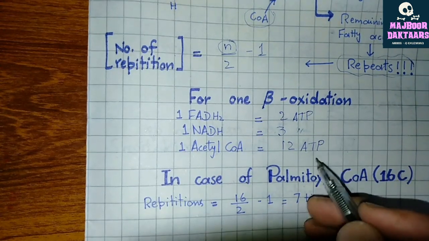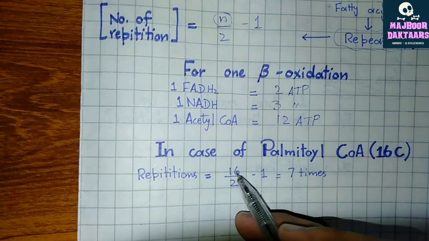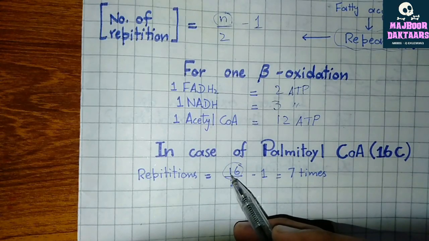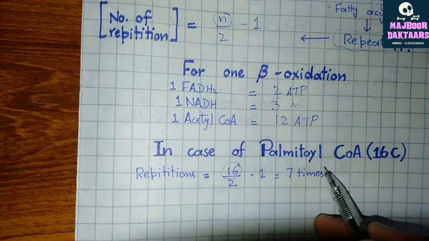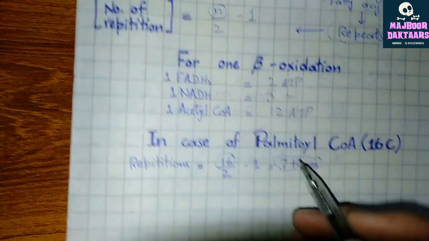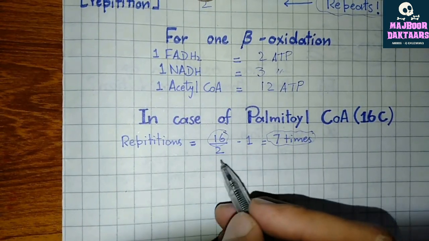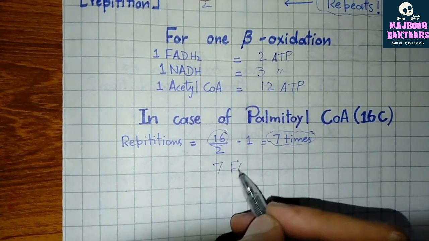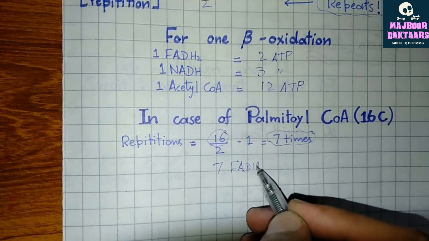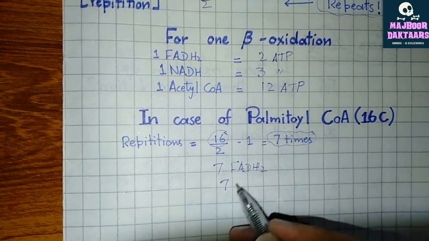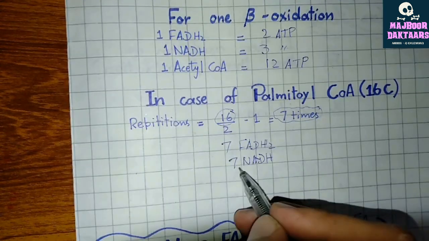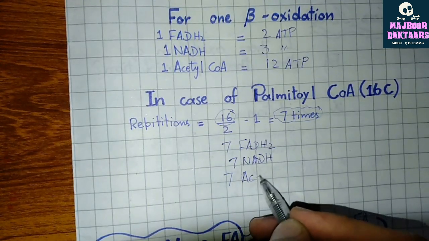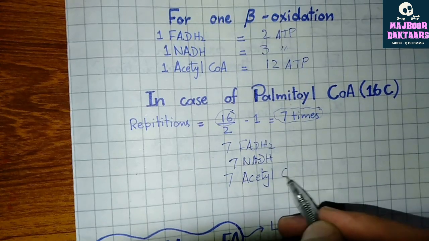So, in case of palmitoyl-CoA, the number of carbon atoms is 16, placing 16 in place of n, divided by 2 minus 1. So the cycle will repeat 7 times, resultantly providing us 7 FADH2, 7 NADH, and 7 acetyl-CoA. But there is a catch.